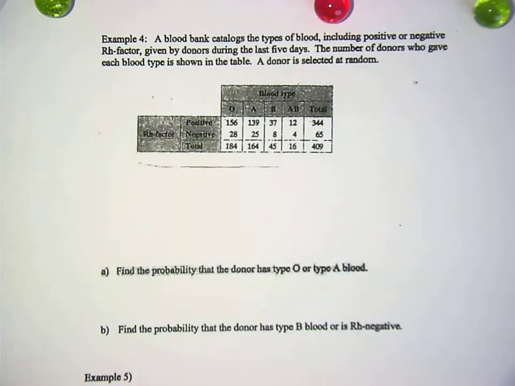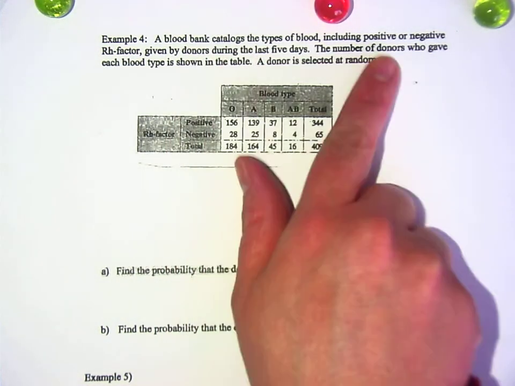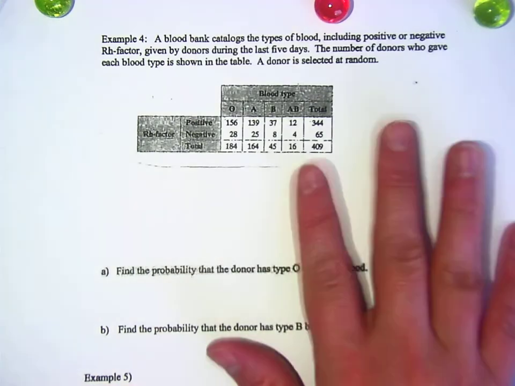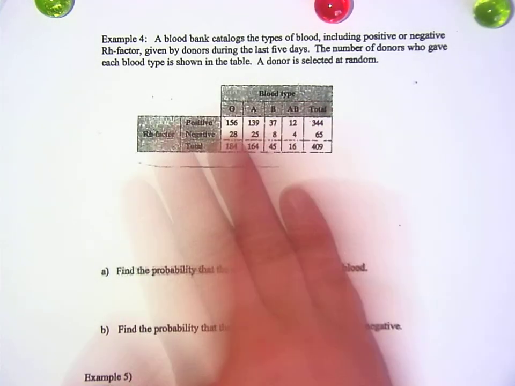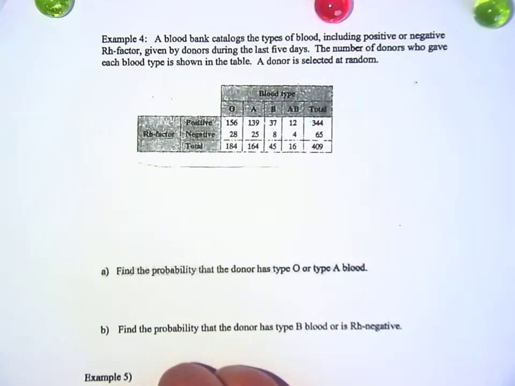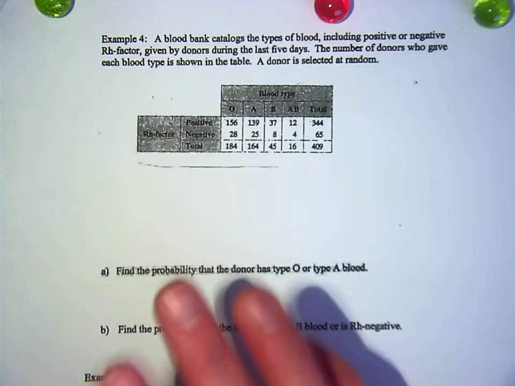A blood bank catalogs the types of blood, including, by the way, this is real. This is pretty accurate with the distribution of blood types. All right, so let's find the probability that somebody has type O or type A. Let's talk about blood types first.